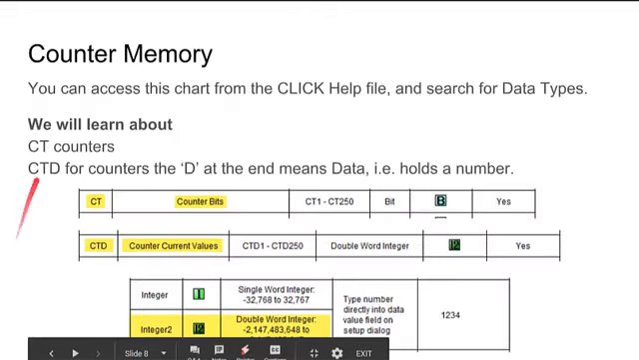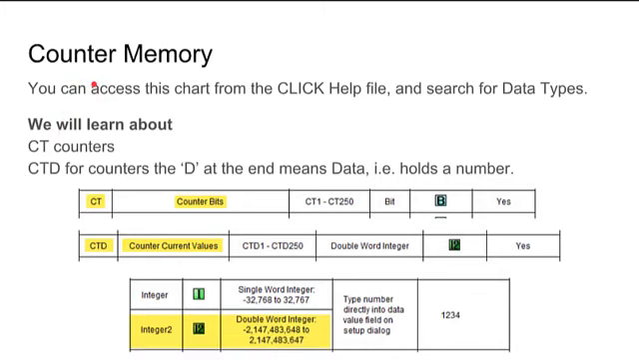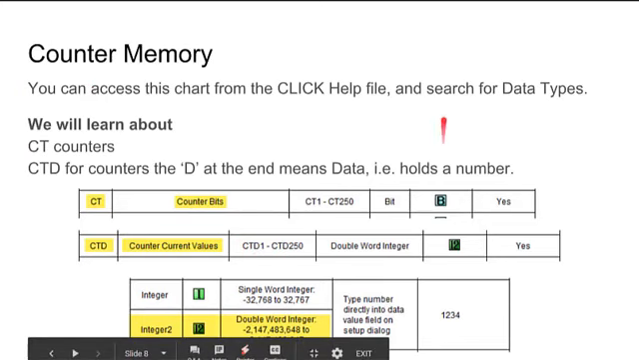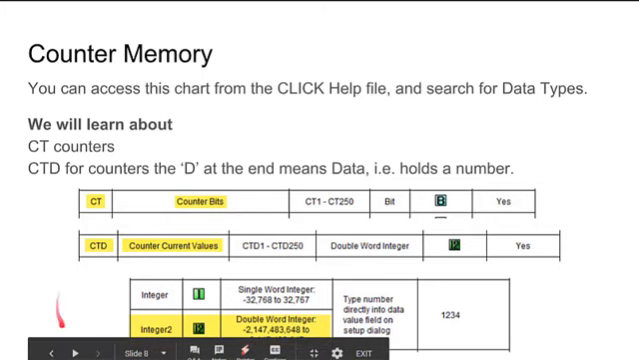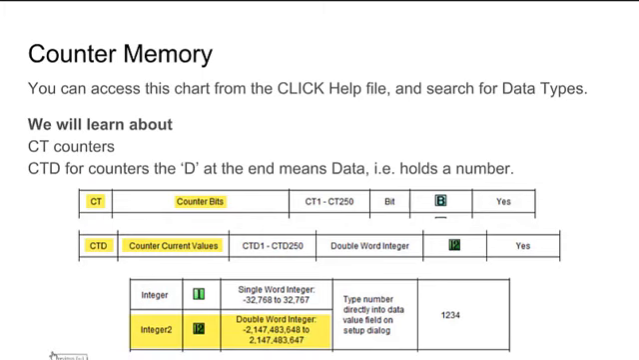If we look at counter memory, we can see here how it works. CT for counters, I talked about the counter bit. CTD means data. It's a double word, and it shows it can store this number. So that's just an example of why we need to know it and what it needs to be called. That takes us through an overview of counters. We got to these slides by looking in the help file at either the data memory, the data types, or the memory addresses.